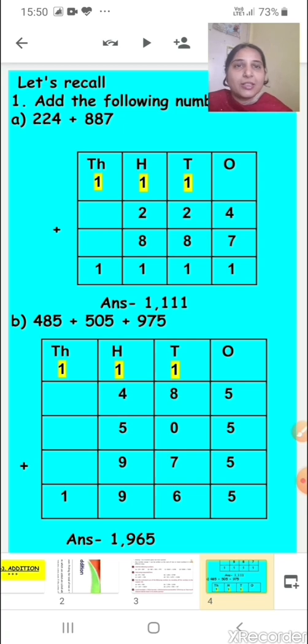Now let's move to question B, where how many addends do we have here? Can you tell me? Yes, 3 addends are there, that is 485, 505 and 975. So first we will draw a column like this where we will have different place values.